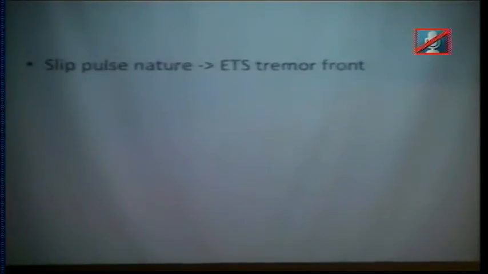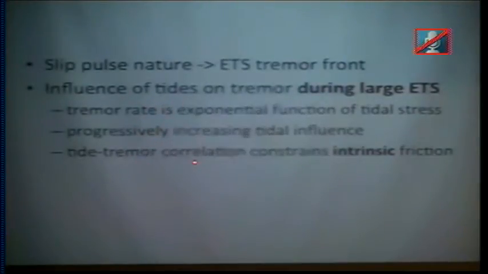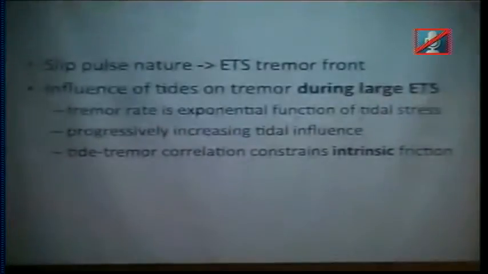So to talk about my analysis, first I'm going to talk about the slip pulse nature, which lets us define an ETS tremor front. And then I will talk about the influence of tides and get these three main conclusions, which we will return to repeatedly. And this is really something happening during these large magnitude 6.6, more or less, ETS events.